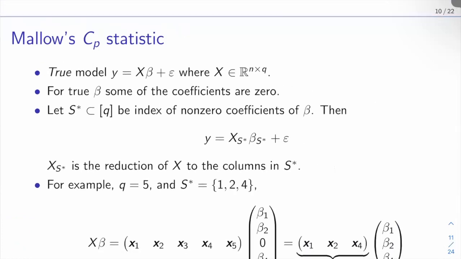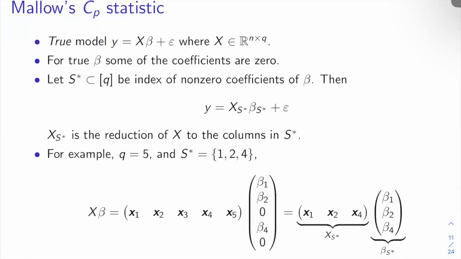So Mallows CP, let me mention this rather quickly. It's a criterion which is interesting in the sense that AIC also has some theoretical considerations, but this also has some theoretical considerations. The idea is that I can take the general model, and the true model as a submodel of the biggest possible model. So we have a true model.